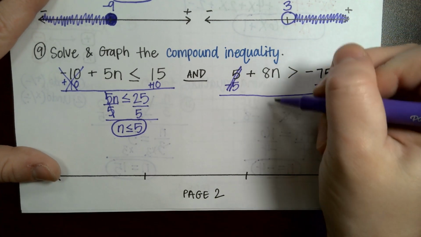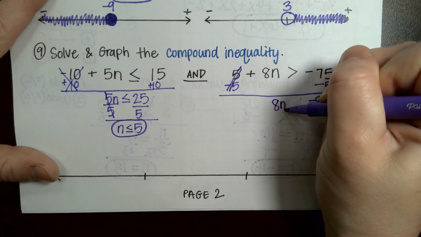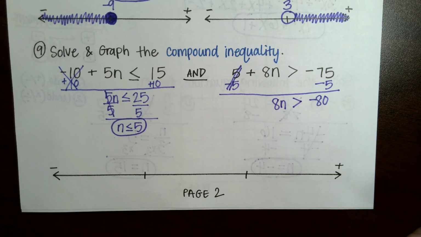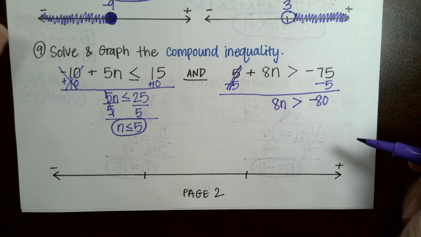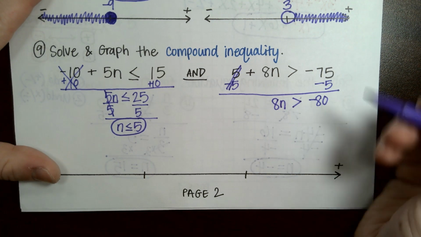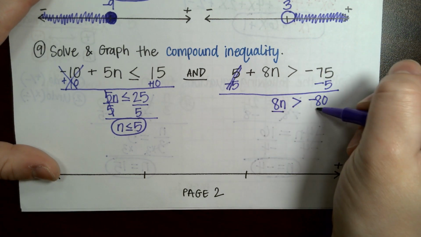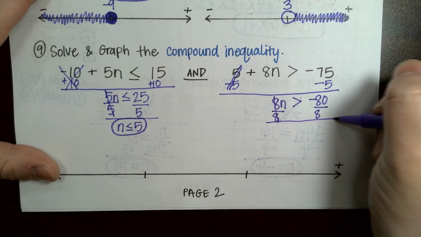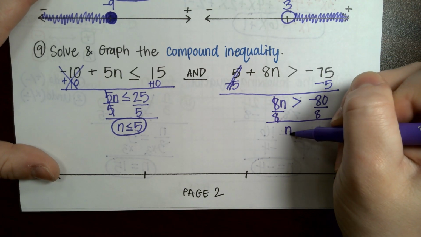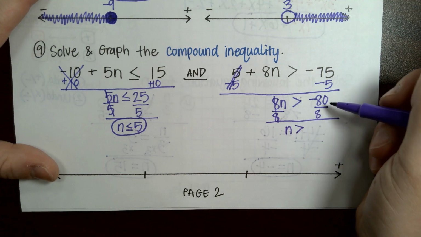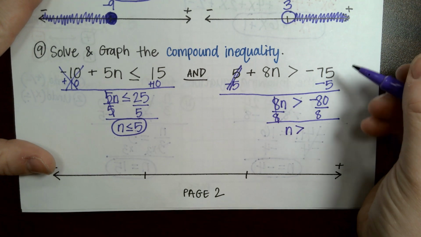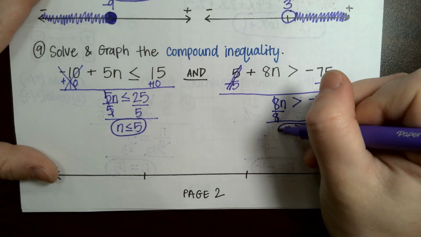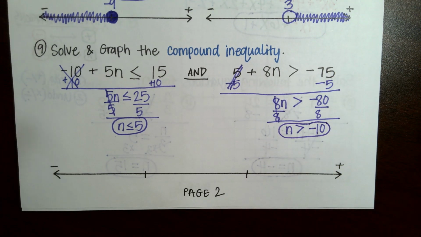Good. So then we want to bring everything down. 8 times n is greater than negative 80. And what should we do lastly? Yeah, divide by 8 on both sides. So n is greater than what? Negative 10. Good. And that's our answer for the second one.